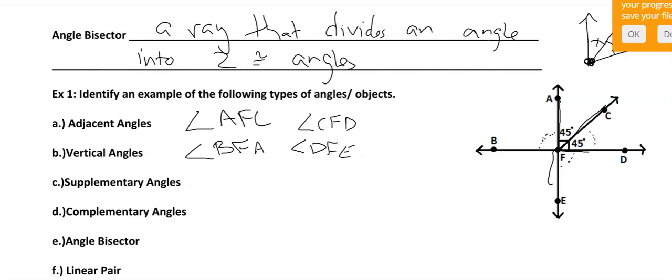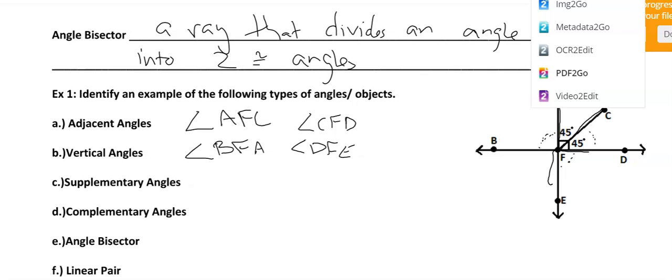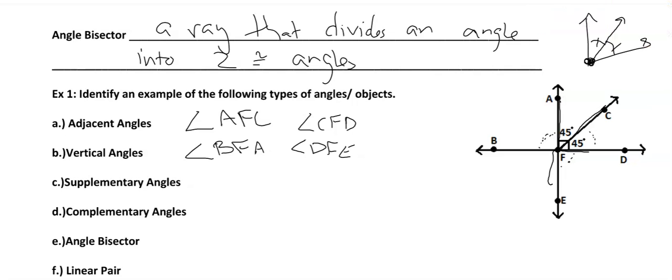Okay, supplementary angles, two angles that come together to make 180 degrees. Well, you could have done two right angles together, but I'm going to be creative. Let's say we had angle CFD. What is another angle that comes together with CFD to make 180 degrees? Well, a line is 180 degrees, so it'd be angle CFB. Those two come together to make a line, and a line is 180 degrees, so it makes sense that it would be supplementary.